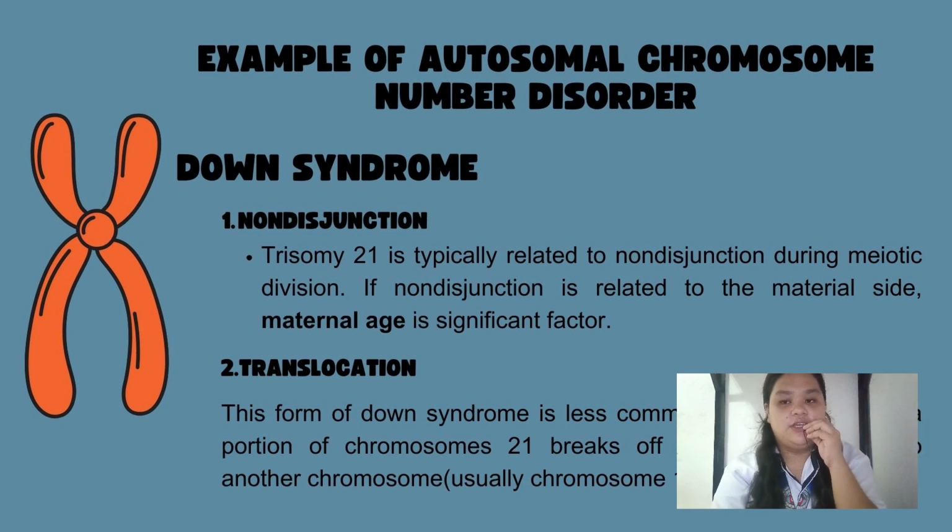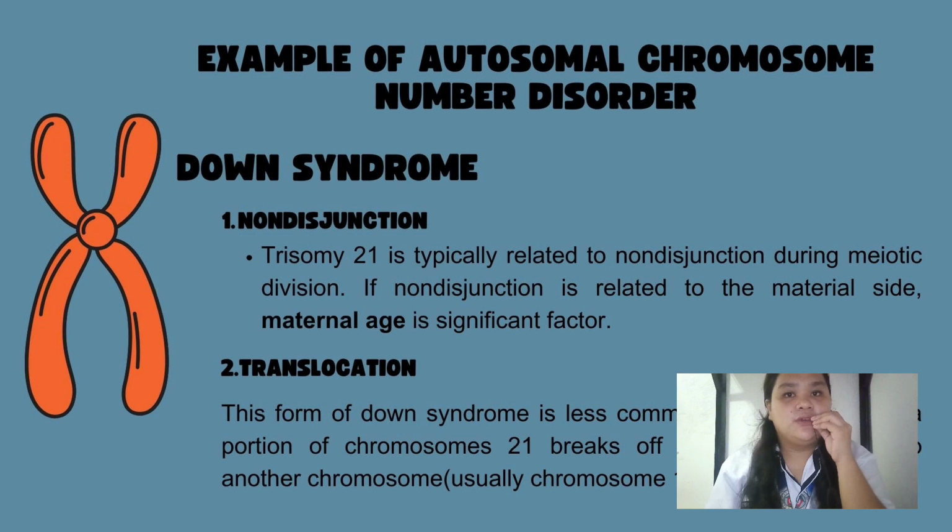Lastly is the translocation. This form of Down syndrome is less common and occurs when a portion of chromosome 21 breaks off and attaches itself to another chromosome, usually chromosome 14. This type can be hereditary and may involve a rearrangement of genetic material between different chromosomes. The genetic material from the extra 21 chromosome is what causes the health problems in people with Down syndrome.